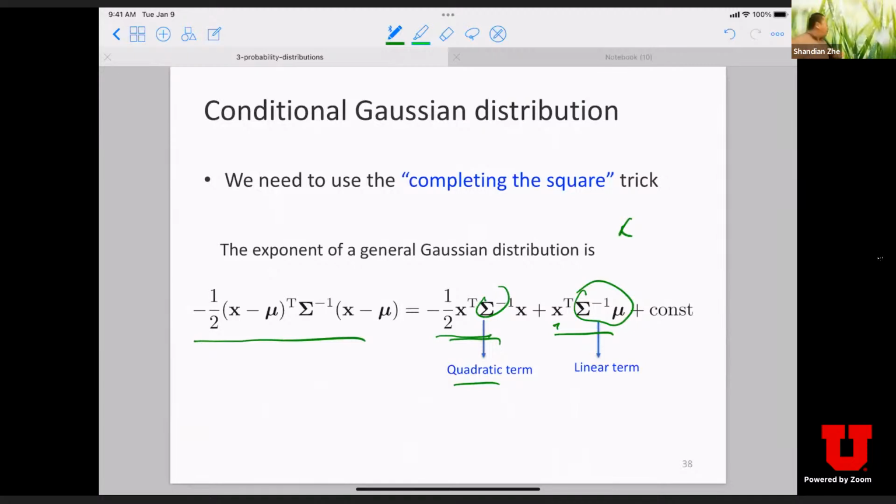So this tells us that if you can write down the probability density in exponential form, and the exponent contains just two terms related to x, one a quadratic term and one a linear term, and the matrix in this quadratic term is positive definite, then it must be a Gaussian distribution.